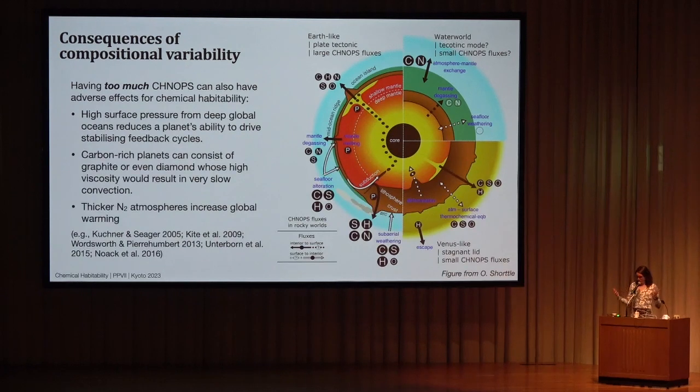What if a planet was overly lucky in SHNOPS elements? The higher surface pressure from a thick water ocean might reduce a planet's ability to have magmatism that would replenish the surface and drive those stabilizing feedback cycles. It could also result in too much dilution and not be good for creating closed environments where chemistry can happen.